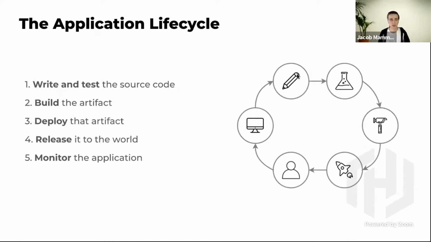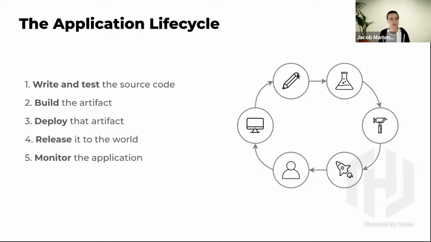Before we get started, I want to level set on the whole concept of the application lifecycle. What we're really talking about here is how an application goes from source code that's written by developers into production, or gets deployed on some sort of tool like Kubernetes or Nomad or something like that.